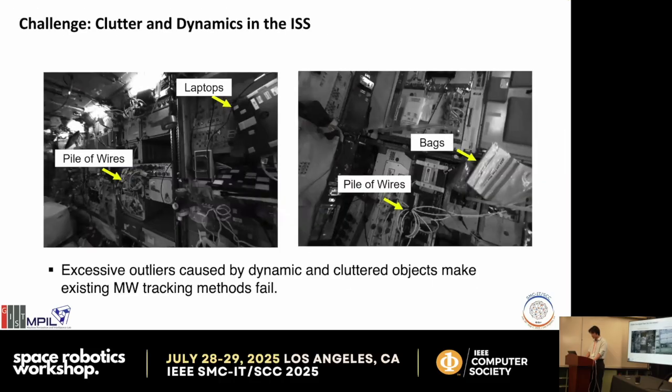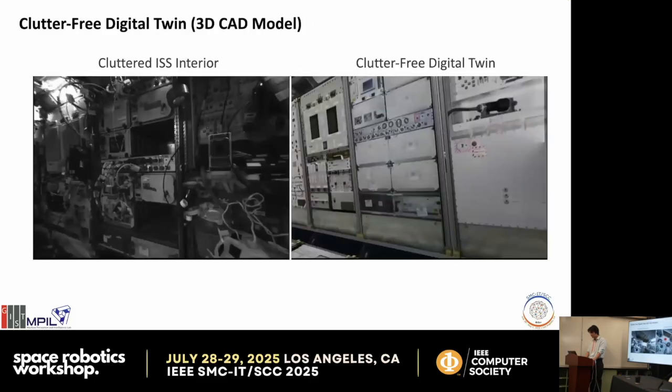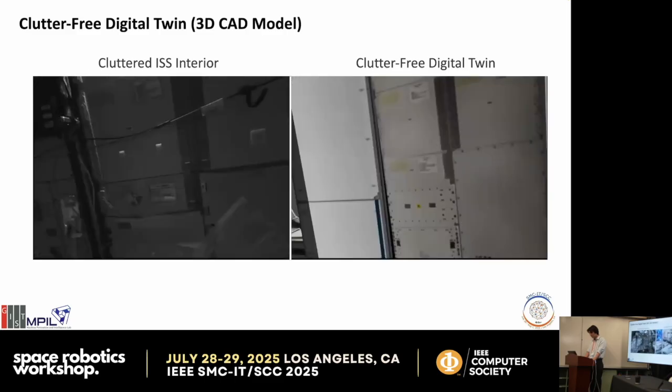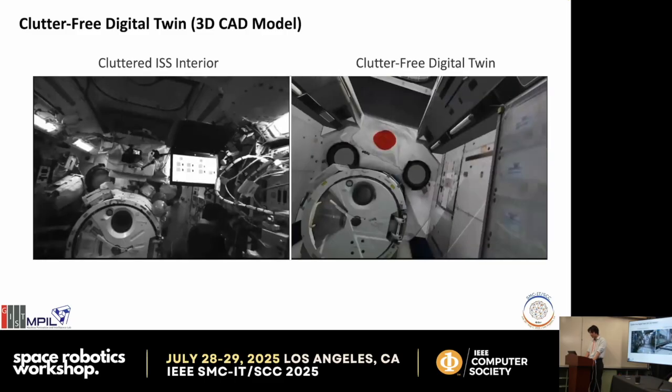To address this issue, we use the digital twin of the ISS. Unlike the messy and cluttered ISS environment, the digital twin is free from distractions and contains only dominant static structures. This clutter-free environment enables robust line detection and tracking.